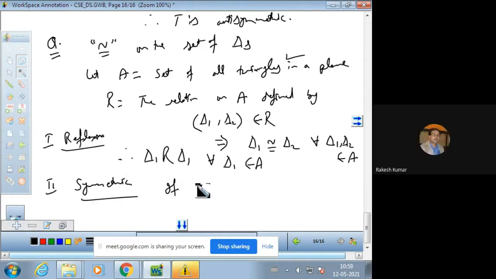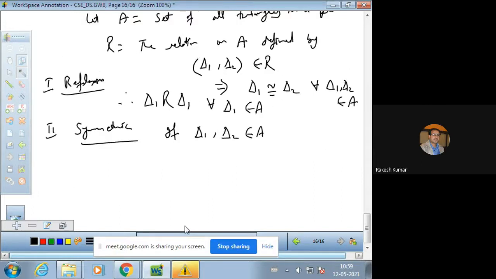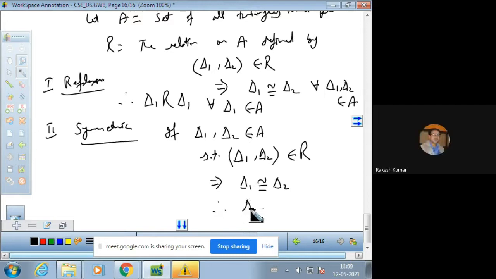The second one is symmetric. If delta 1, delta 2 belong to A, the set of all triangles, so that delta 1 is related to delta 2, what does it mean? This gives that delta 1 is congruent to delta 2. So from this we can also write delta 2 is congruent to delta 1.